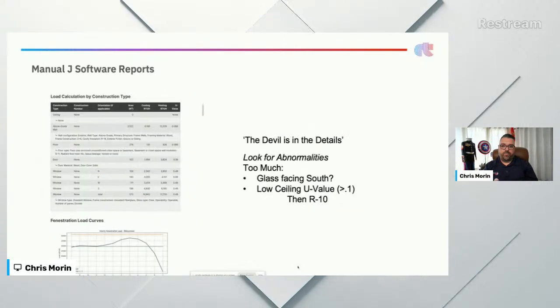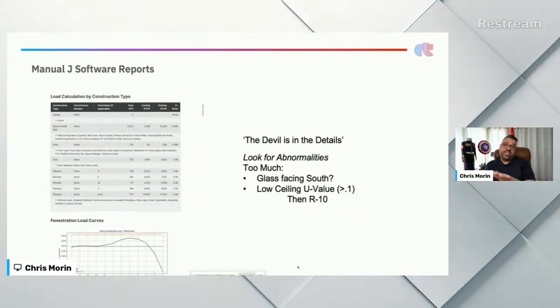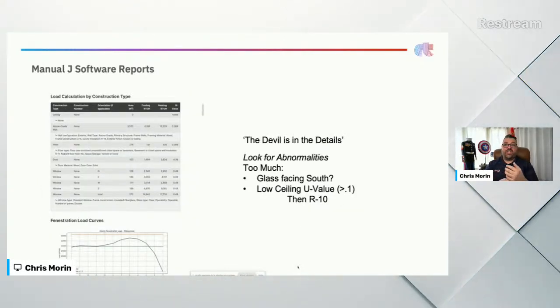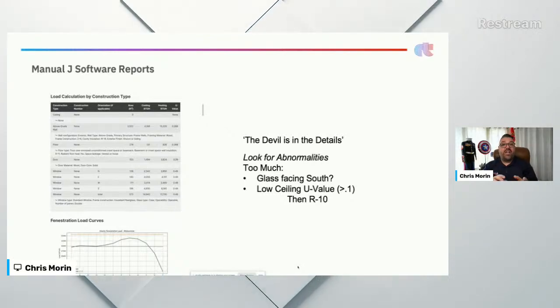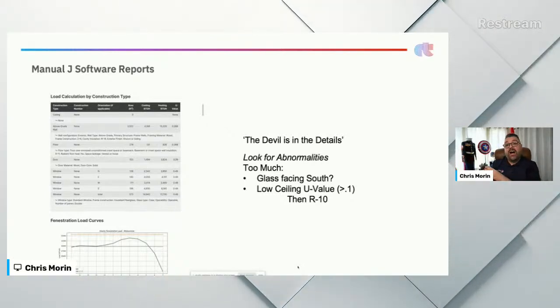Then they're going to look at the details. They want to make sure that the ceiling material is correct. Is there insulation in the ceiling, right? Is there insulation on the walls? Do the walls face the correct direction? Is there a lot of glass facing south? And is it actually that way at the house?